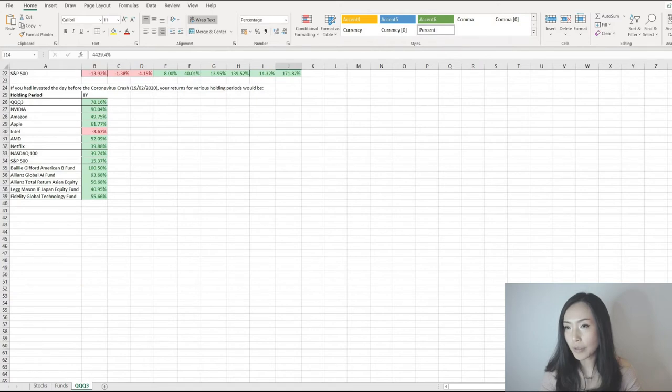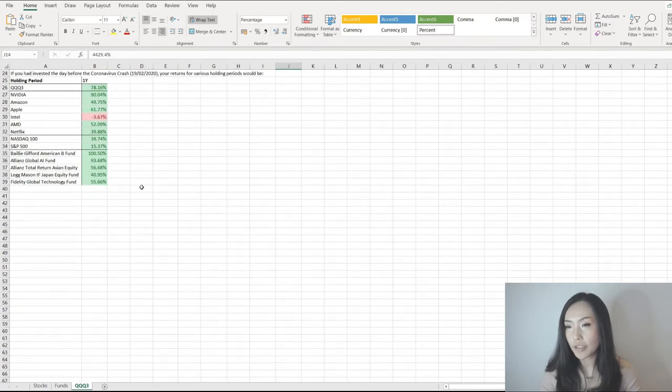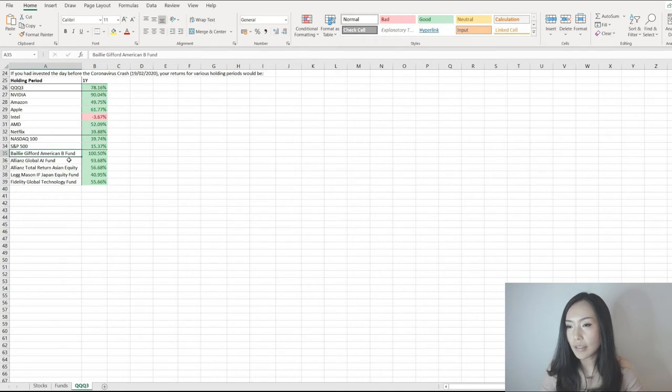So going back to the COVID-19 crash table, I've chosen some of the funds here to just show you how well or badly your investment would have done if you had just given your money to the professionals to manage. Two of these funds actually outperformed QQQ3, and that includes American Equity Fund and the Global Artificial Intelligence Fund. These two did exceptionally well.